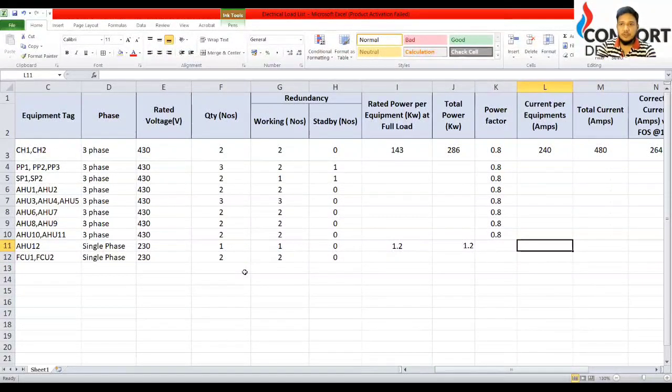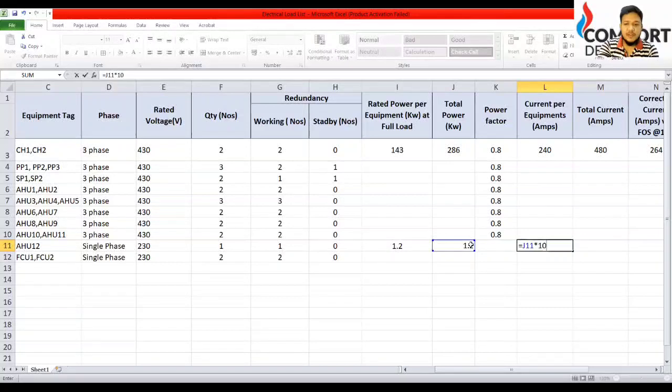Power factor we will not use. Current, how can we determine it? Since for single phase, power P equals VI, so I equals P by V. So we will write I, current in amperes, is equal to power by voltage. So this is the power.